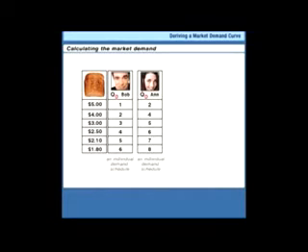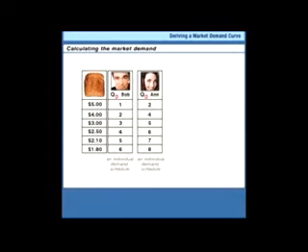At $5 a loaf, Ann buys 2 loaves of bread each week. At $4 a loaf, Ann buys 4 loaves, and so forth. So here's Ann's demand schedule for bread, the quantity of bread demanded as a function of the price of bread. Suppose now that Bob and Ann are the only buyers in this market. In order to find the market demand for bread, we need to add together their individual demands.